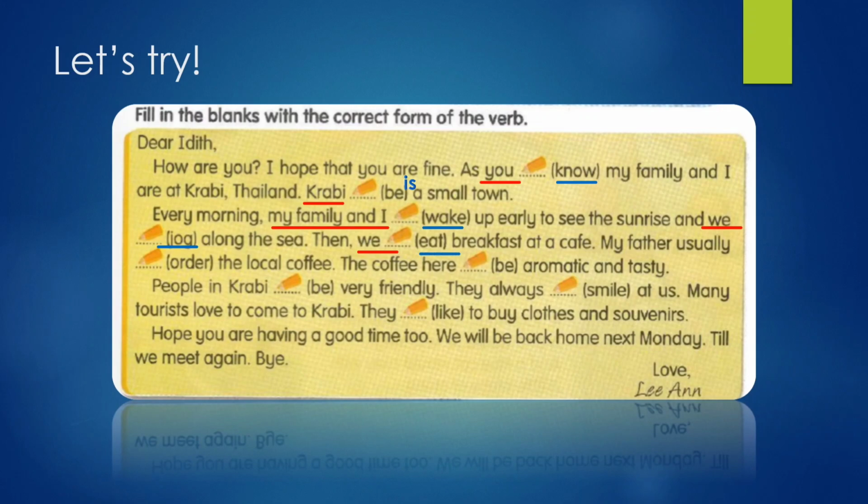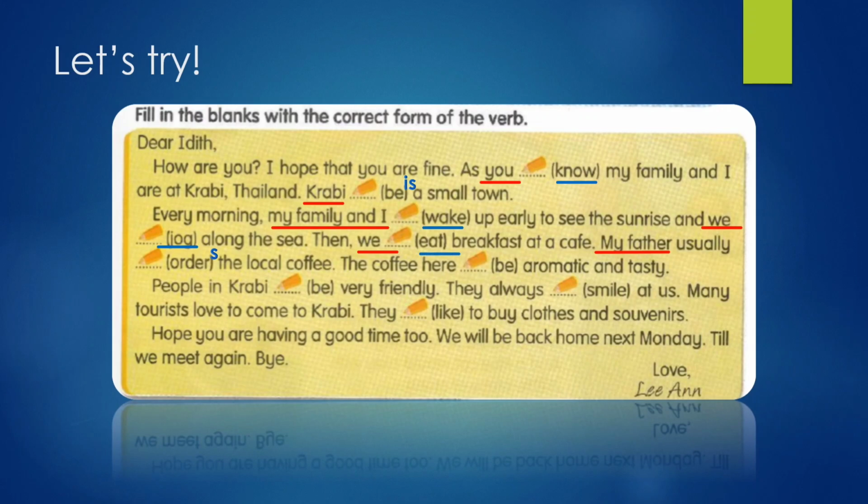My father usually, in bracket, order the local coffee. Okay, we look at the subject, my father. So my father here is only one, or we can replace it with he. So if we use he, what happened to the verb? Yes, you need to add s, es, or ies. For the verb order, you just need to add s. So, it should be orders. My father usually orders the local coffee.